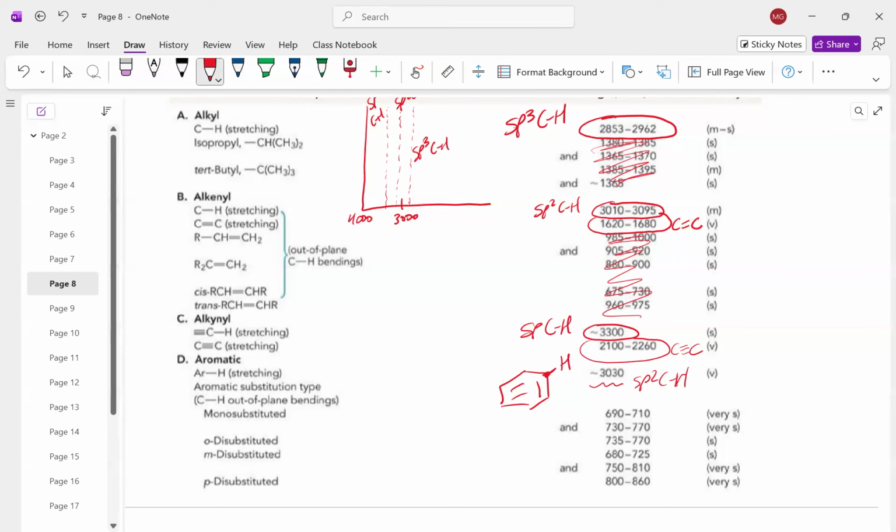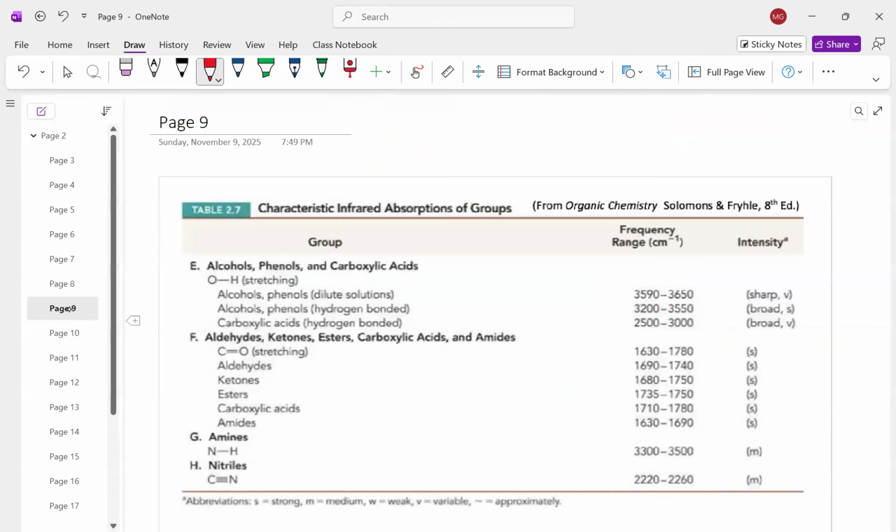And let's look at some additional functional groups here. All right, so alcohols are things that contain an OH group. We have things like alcohols, and then we have things like carboxylic acids. Those tend to be very obvious. Alcohols have a pretty high absorption, and their peaks tend to be very broad.